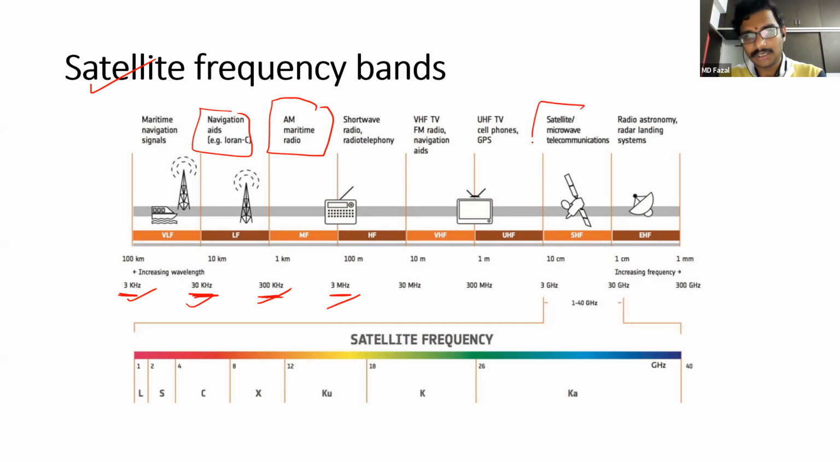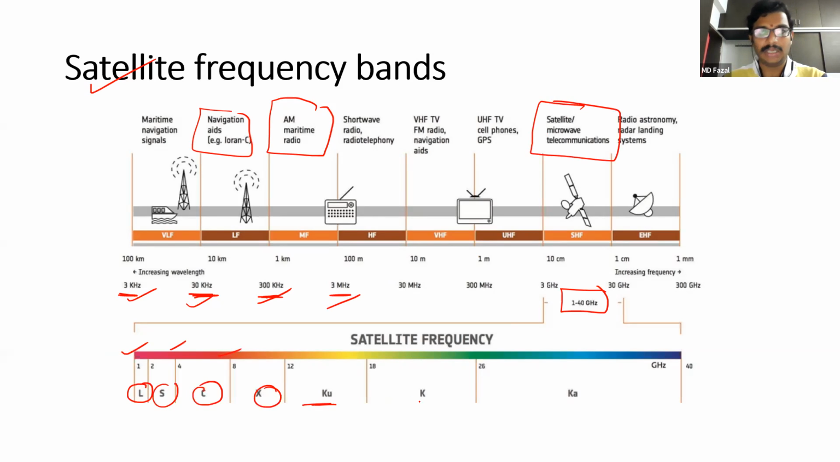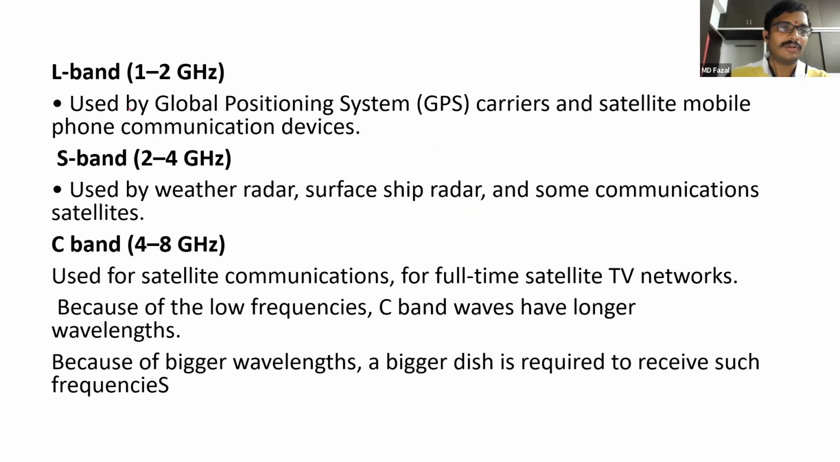Satellite or microwave telecommunications are generally used in this band, and in that, different parts are named with different names: L, S, C, X, Ku, K, like that. Each band will be used for different applications, which we saw very briefly. Why 1 to 2 gigahertz is named L, why 2 to 4 is named S, you can leave all those. At the max, they will ask applications only.